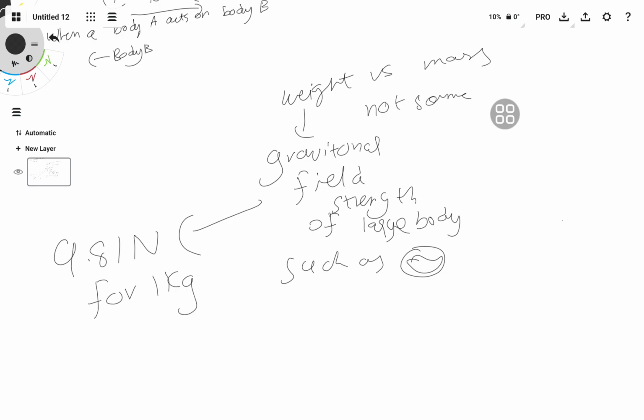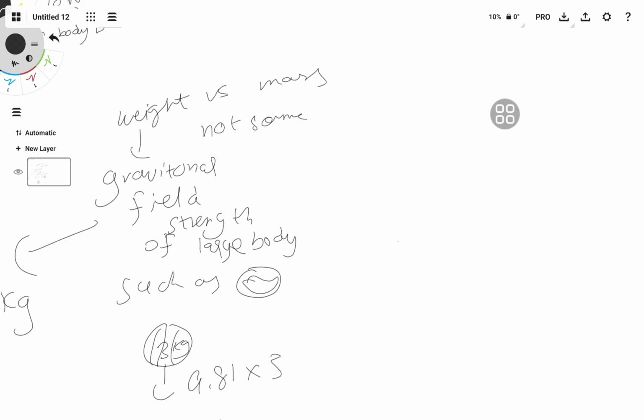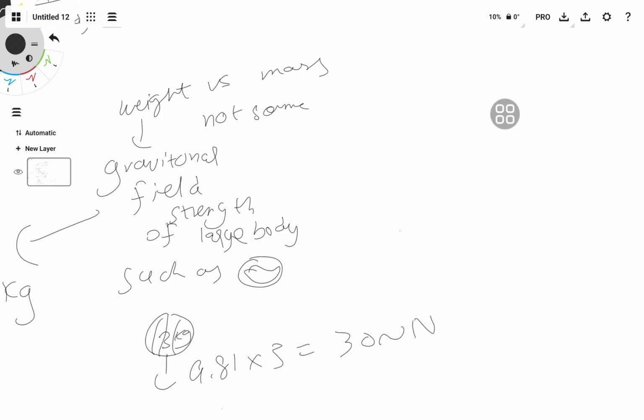So if a 3 kg watermelon is dropped here at some height, it will have some weight, which will be 9.81 multiplied by 3 kg. Let's just leave it at that. In a round decimal, let's just make it 30 Newton.